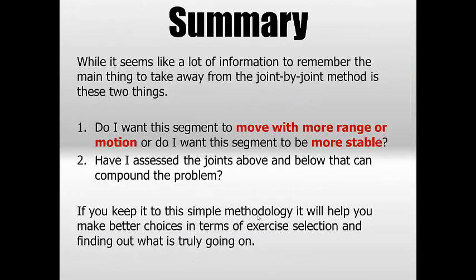Everything's sort of an opposing role. So in summary, it seems like a lot to remember, but really the takeaway is two things. Do I want the area that I'm looking at to move with more range or mobility, or do I need it to become more stable? Second to that is, have I assessed the joints above and below it that could be compounding the problem in the first place? If I keep these things in mind, it helps me get a clearer gauge as to what is really going on and become more targeted and specific as to what's going to help me, as opposed to having a wide selection of things and thinking, oh, I hope it works.